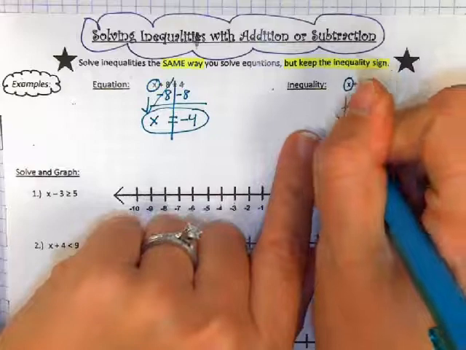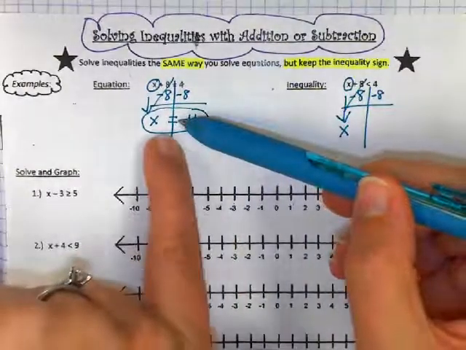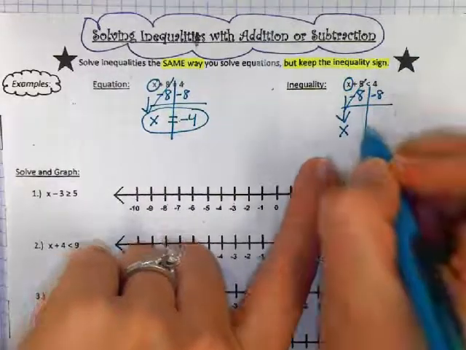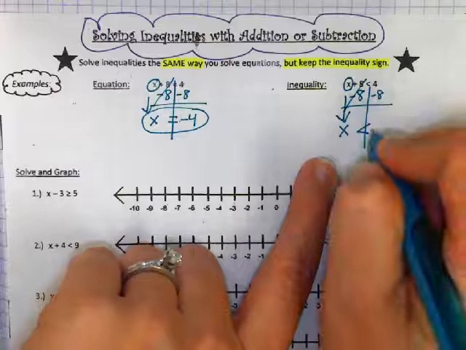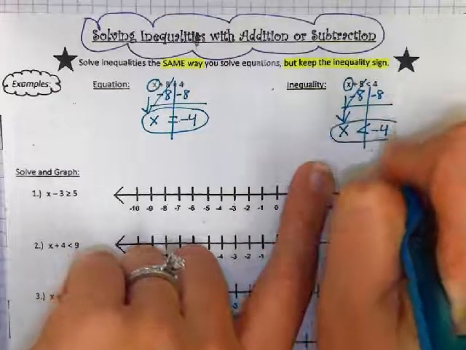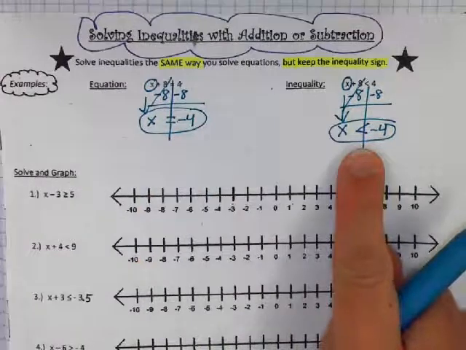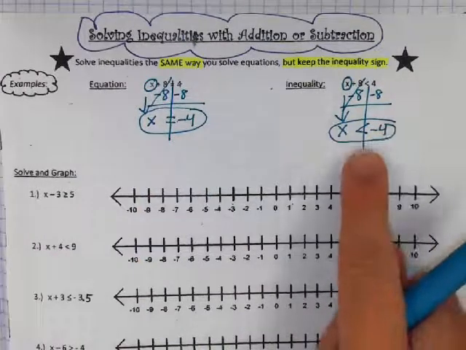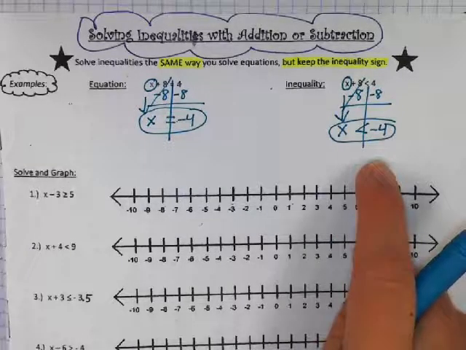Cancels out. Bring down my variable. Instead of bringing down my equal sign like I did over here, I'm going to bring down my less than sign. 4 minus 8 is still a negative 4. So instead of x equaling negative 4, x is less than negative 4. But this means any number smaller than negative 4 could be a solution. But we're just going to say x is less than negative 4.